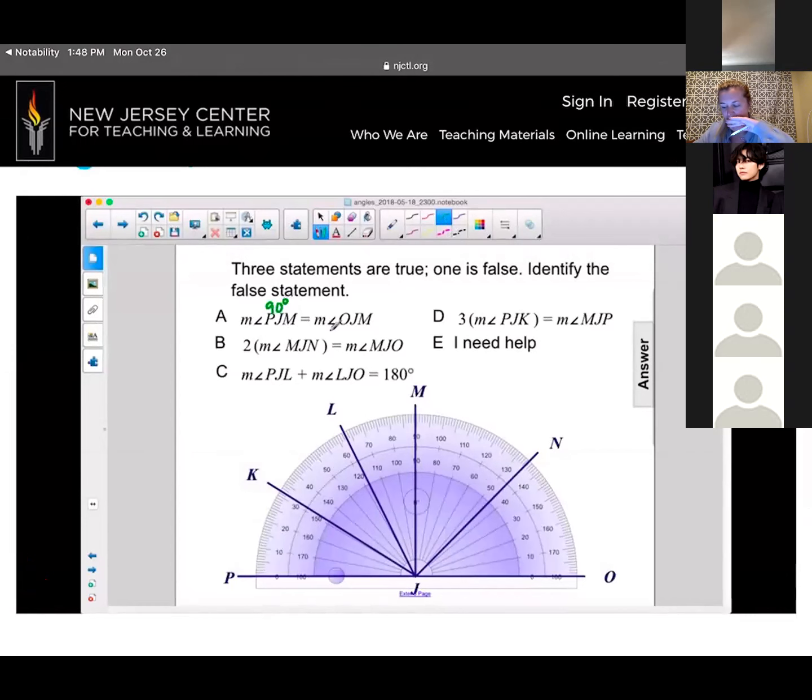All right, the measure of angle PJM, so PJM, that's 90 degrees, equals the measurement of angle OJM. OJM, that is also 90 degrees. Those are both right angles. So this is true.